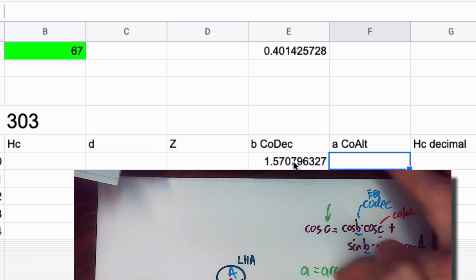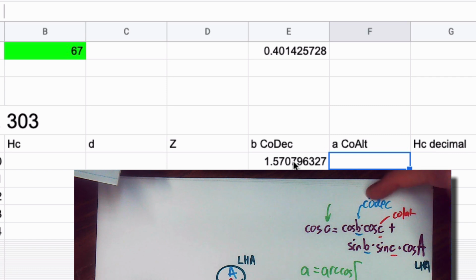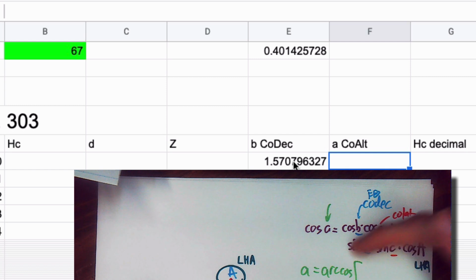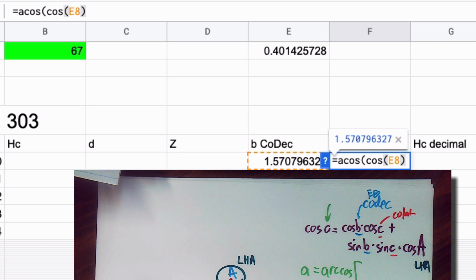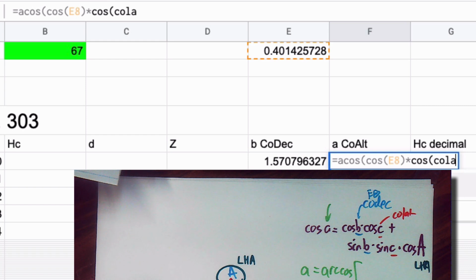So we're basically going to find the arc cosine of the cosine of E8 times the cosine of CoAlt plus the sine of E8 times the sine of CoAlt times the cosine of LHA. All right. So we're going to type all that into this formula. So it's equals ACOS, the arc cosine, and we're going to have the cosine of E8, which is CoDec, times the cosine of CoAlt. All right. See how I just typed that in there?